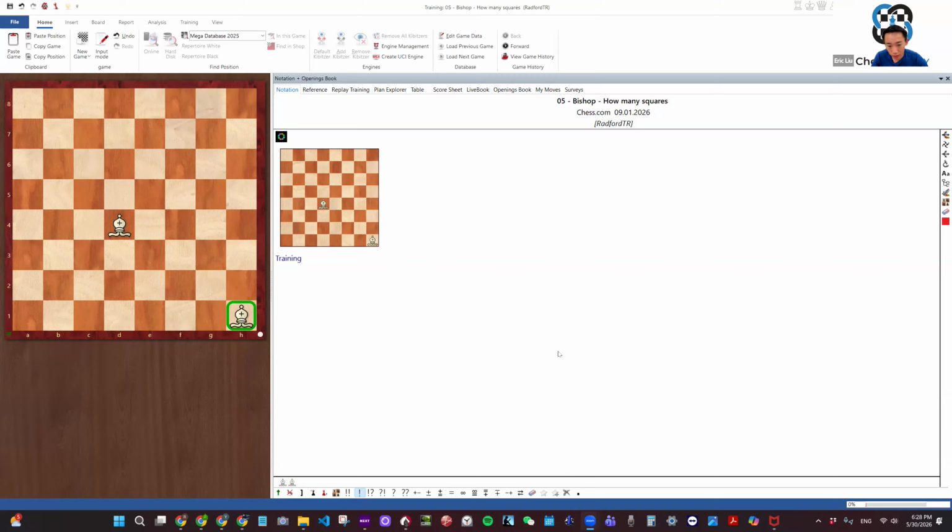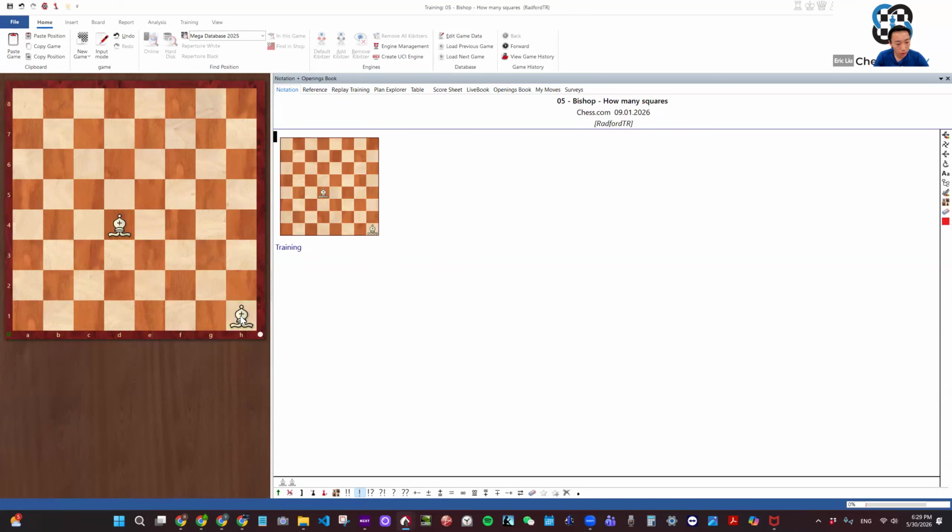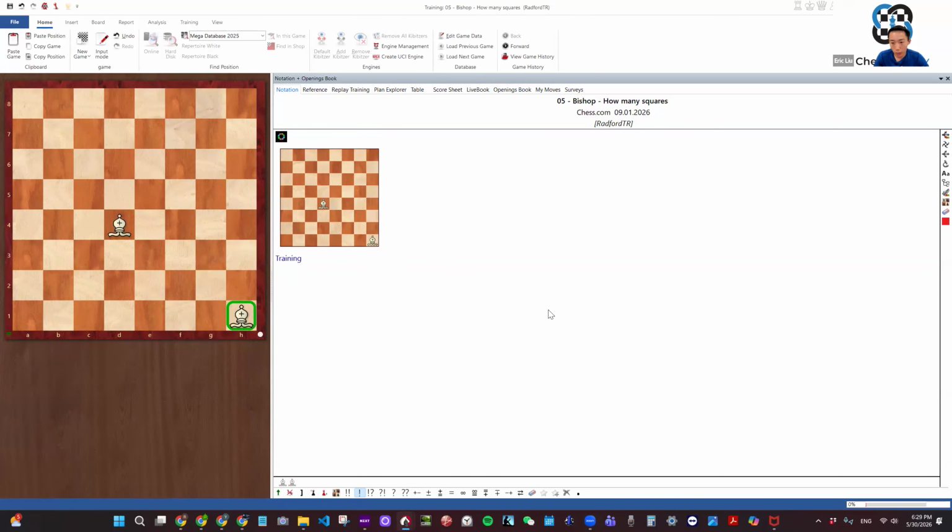It's not the same as the other bishop. That's a little bit tricky. You see, this bishop in the center can move to 13 different squares, but this bishop in the corner can only move to 7 different squares. It can move to g2, f3, e4, d5, c6, b7, and a8.